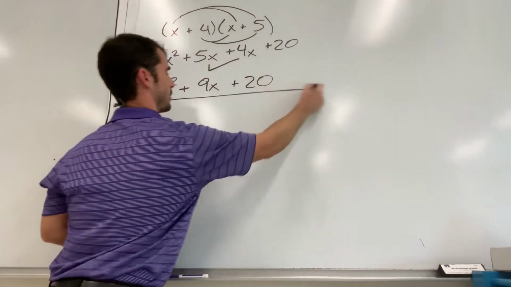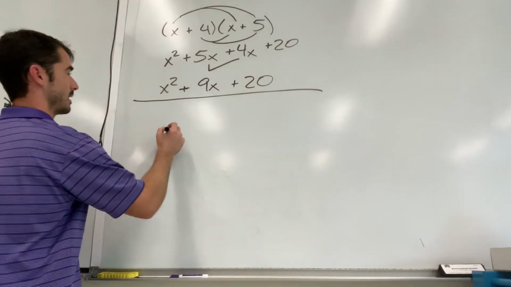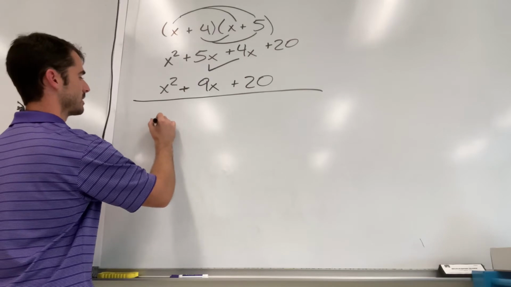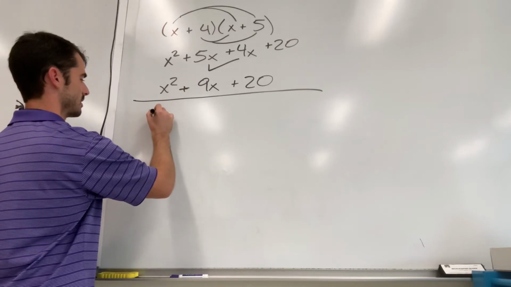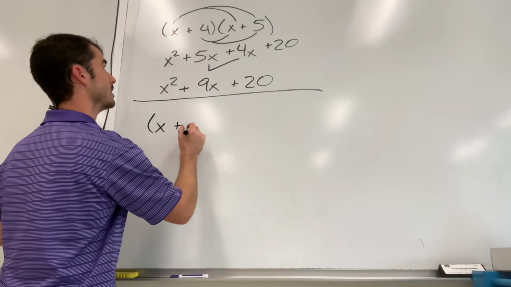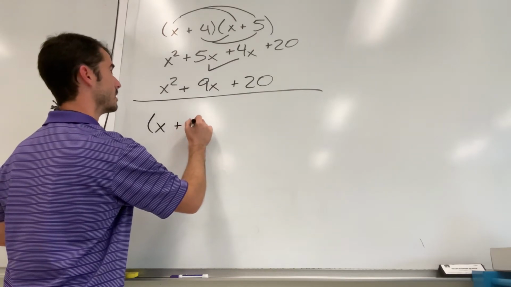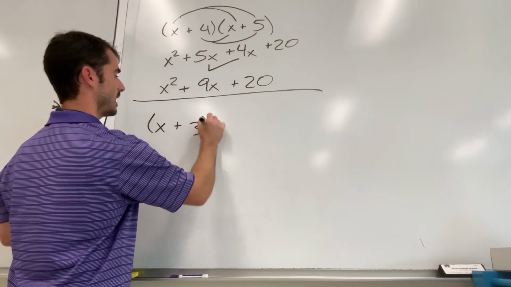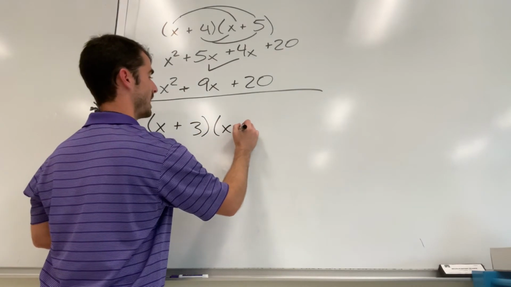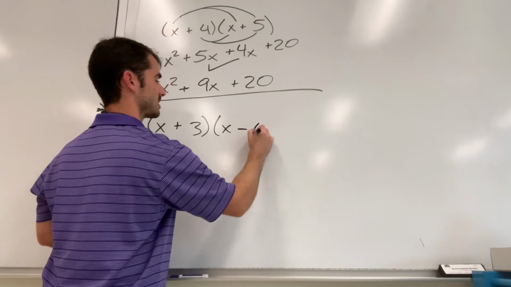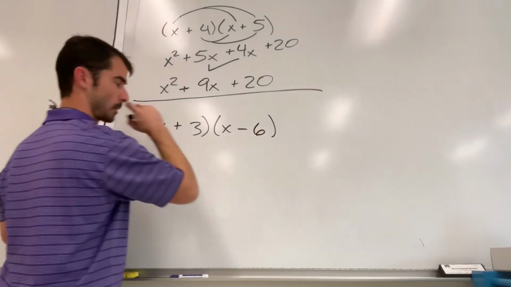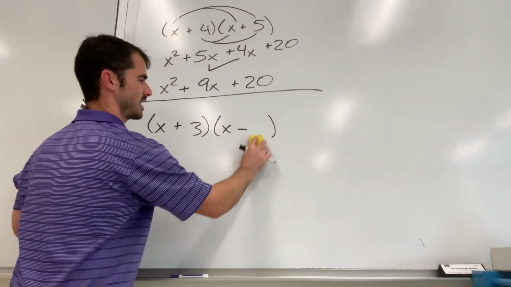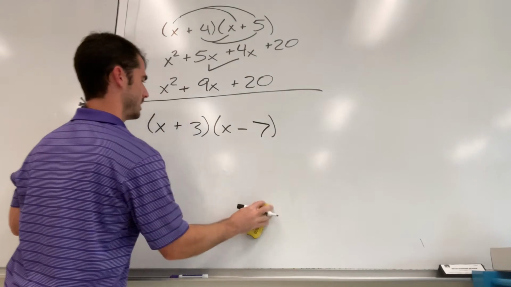So I'm going to do another one real quick. Let me add a little trick to it here. All right, so let's go with x plus 3 and x minus 6. Actually, let me change this to a 7. I'm foreseeing something.